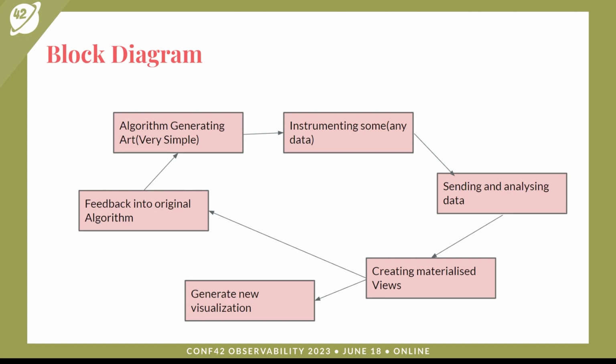Right? So first I have a simple algorithm generating art, which is basically a tiny spiral. I used a React front end, and I'll also show you one of my favorite tutorials, which got me started on observing front end. You want to instrument any data, right? Remember, you're not trying to make your system observable, you're just trying to learn how observability works. So you want to instrument some form of data, any data works. And then you want to send and analyze the data.